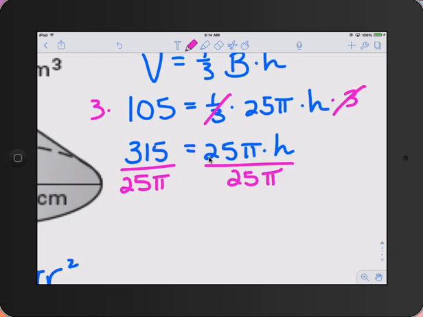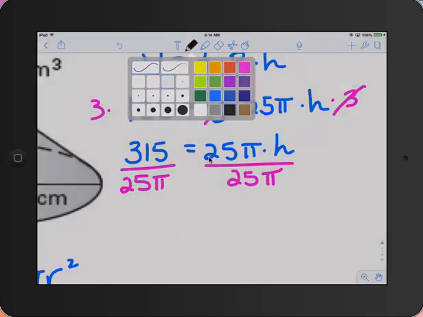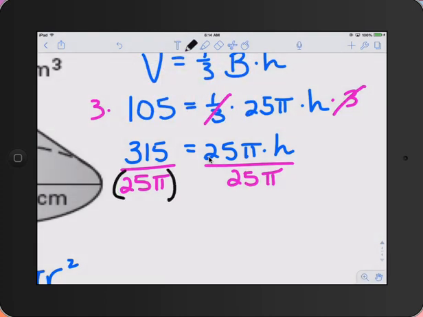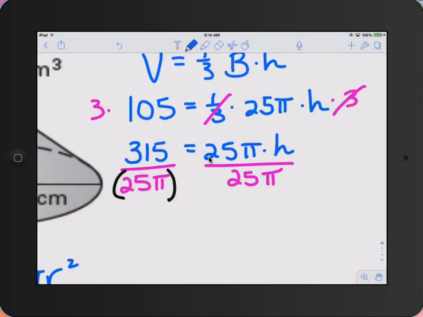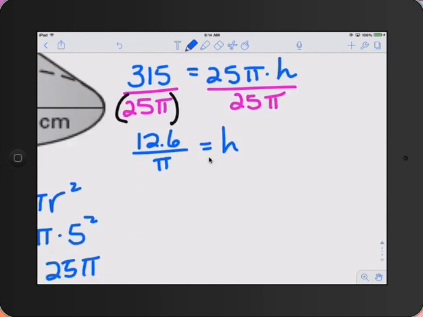Now remember that when you enter this in the calculator, you need to put parentheses or else do it in 2 steps. So 315 divided by 25 and then divided by pi. If you do it in 2 steps, 315 divided by 25 is 12.6, and then divide by pi is going to give you approximately 4.0 centimeters.